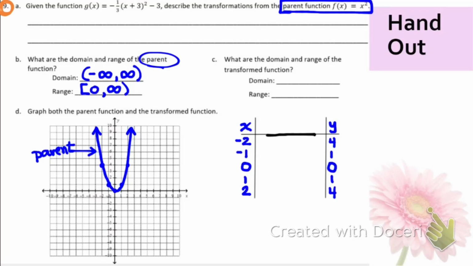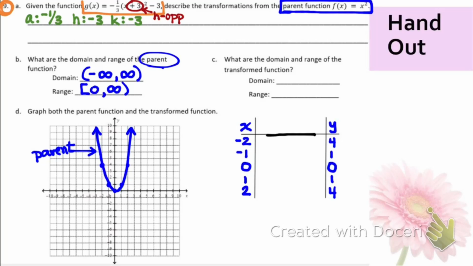I want to come and look at this transformation now. This guy's got a whole lot going on here. What's the A value? Negative 1 over 3. What is our value for H? Negative 3. What's our value for K? Also negative 3. Because remember, what I see in here is the opposite.